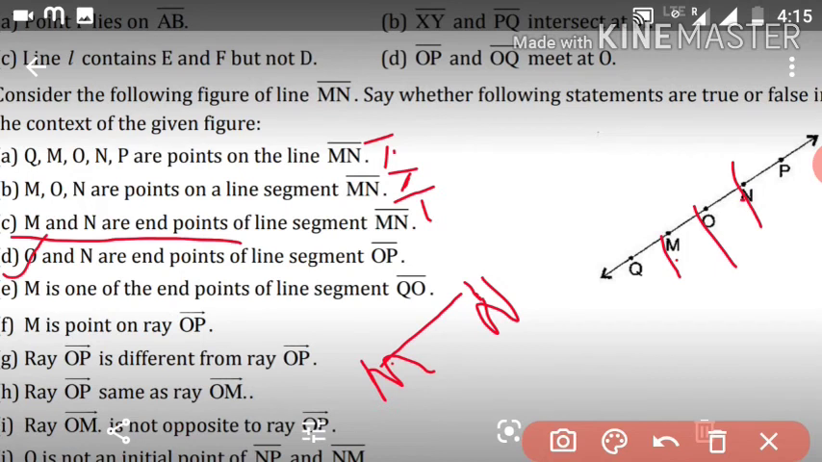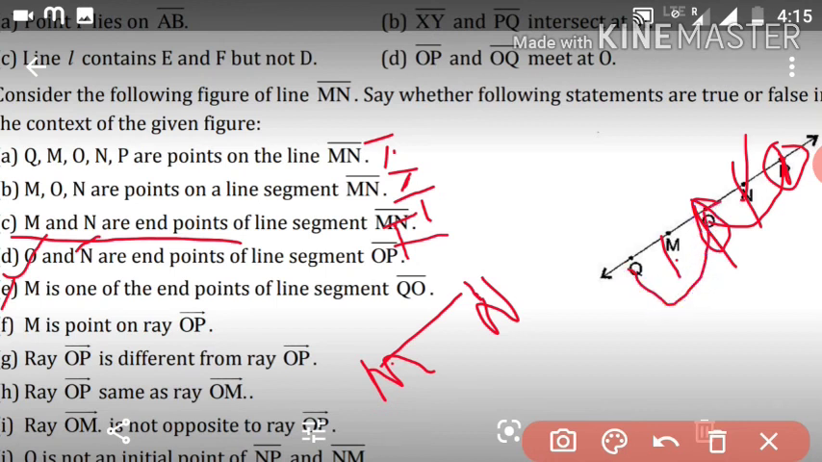Now D: O and N are end points of line segment OP. Now where is OP? You can see this is OP, isn't it? So in OP, which are the end points? O is one end point and the other is P. But here in the question it is given N. Now N is in the middle of line OP, isn't it? Not an end point. So this will be false.